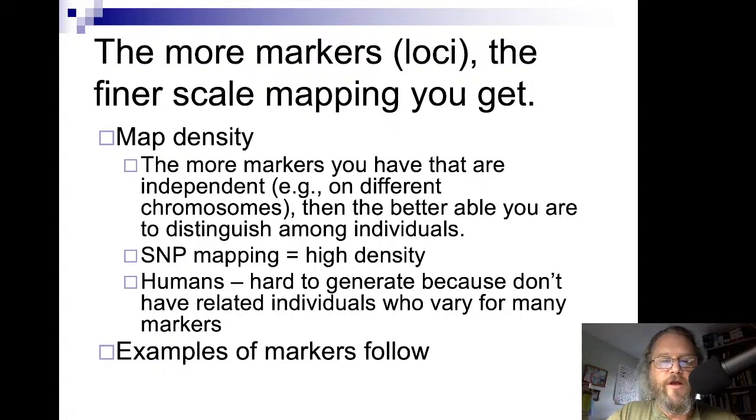So you can start thinking about the amount of information given a pedigree. You can start doing some very fine scale mapping of markers to the human genome. But it all depends, if you recall from our discussion about linkage analysis, it all depends on having a pretty extensive pedigree. And so for many of us, pedigrees are not particularly extensive. Okay, so examples of markers follow.